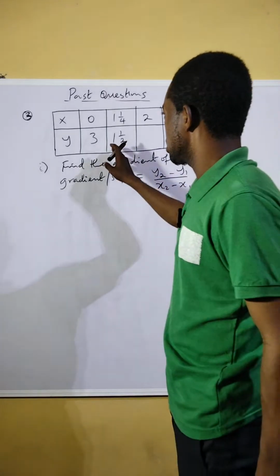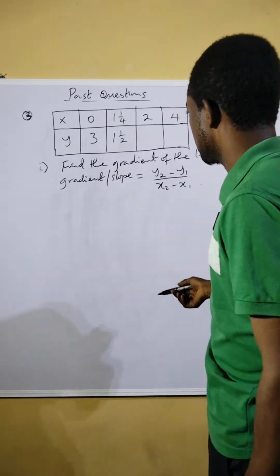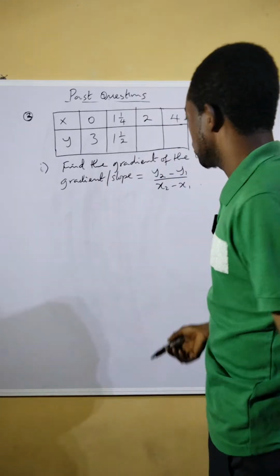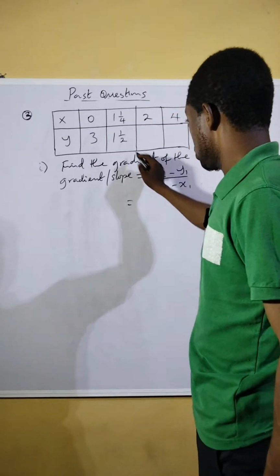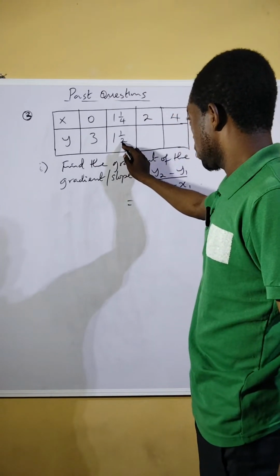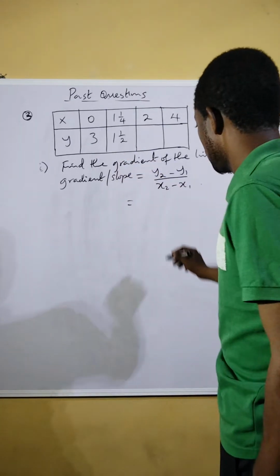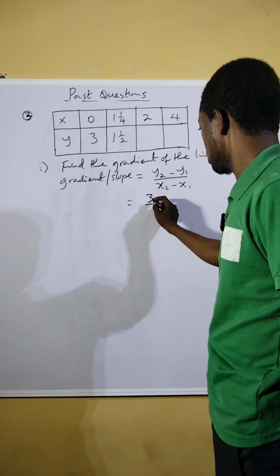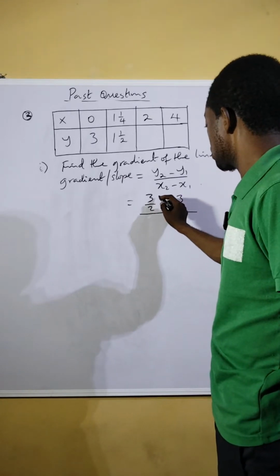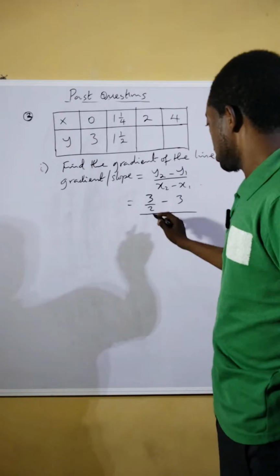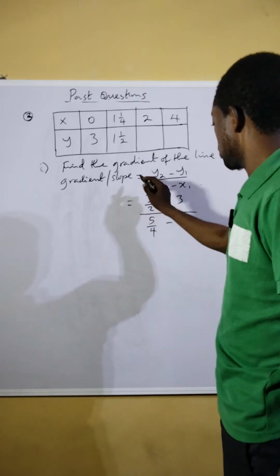Now, looking at this table, we have the first value of x, the second value of x, the first value of y, the second value of y. So we can use that directly. So y2, that's 1 and 1 over 2, an improper fraction. That's 3 over 2. So we can say this is 3 over 2 minus y1, that's 3. Also x2 here, that's 5 over 4, then minus x1, that's 0.